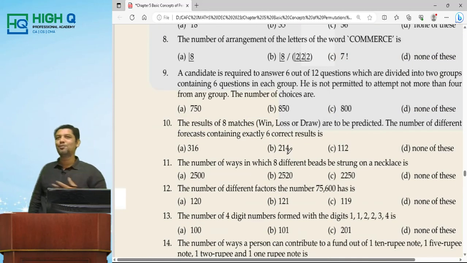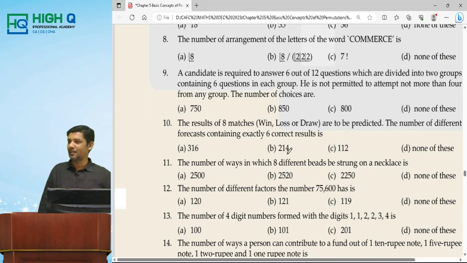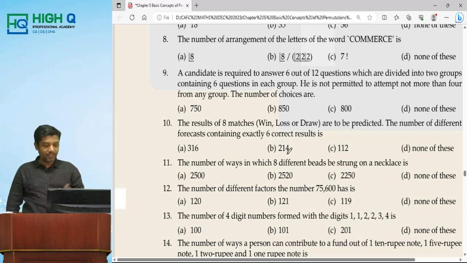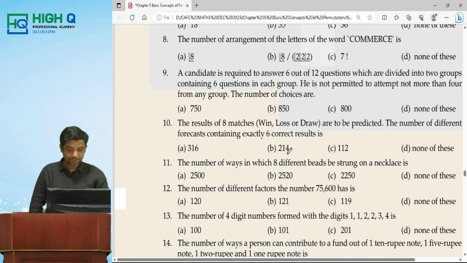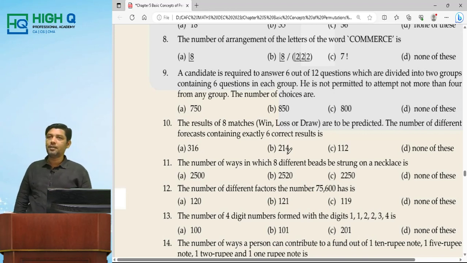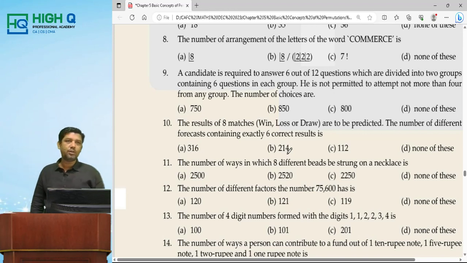Another super duper question. Look at this. These questions are very simple, but people make them very complicated, and because of that we leave these questions. Look at this. The results of 8 matches. Actually, there are 3 results. What are the 3 results? Win, loss or draw.